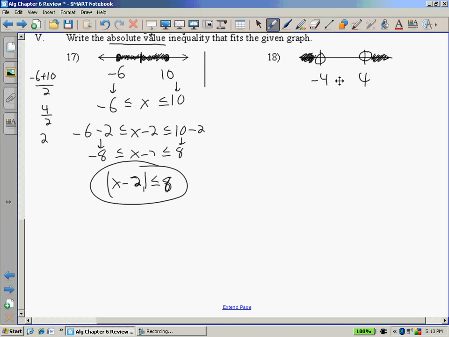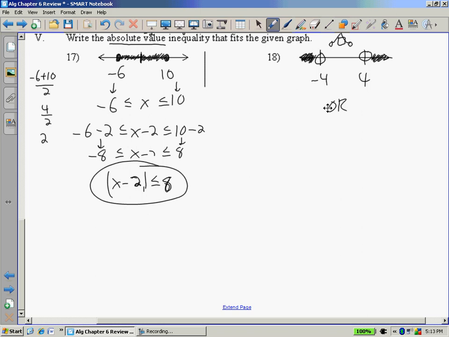Okay, remember Conan the barbarian and his spear, so it goes between the two. Number 18, we're going to shade it to either side. That means that's an or statement. Remember the boat with the oars. So this is an or statement.